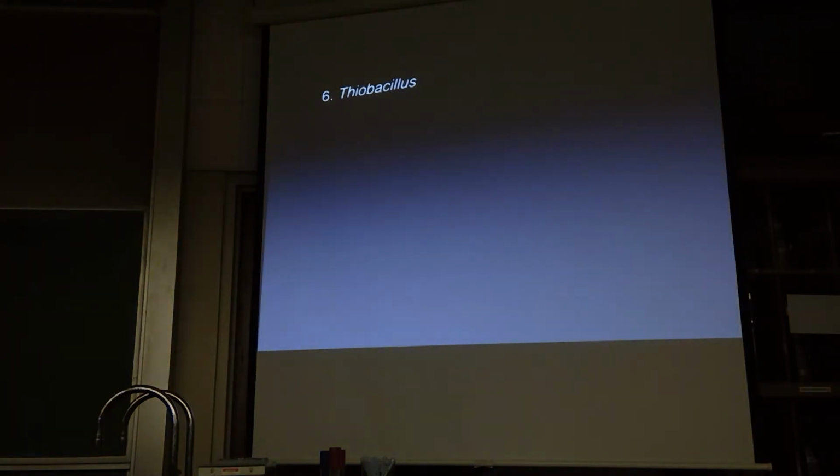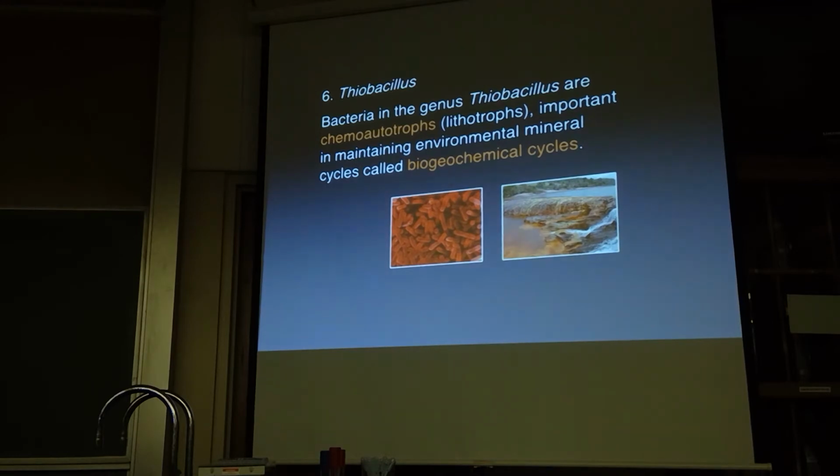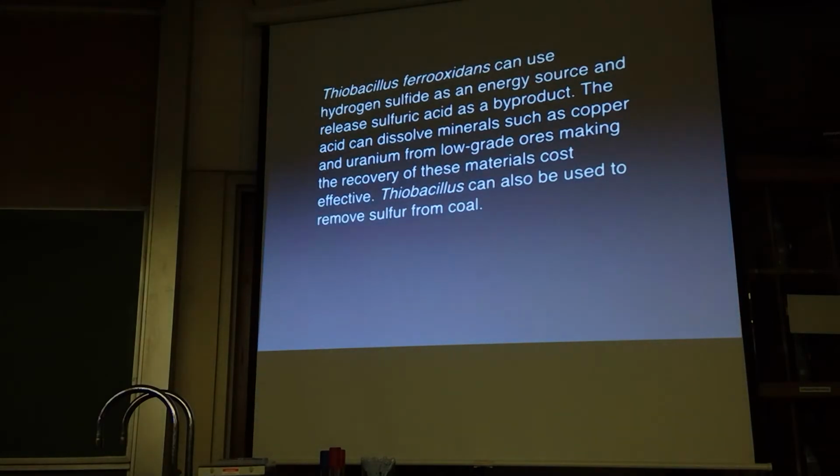The next genus is Thiobacillus. These are chemoautotrophs, so these are organisms that are using inorganic compounds for both carbon and energy. Sometimes they're called lithotrophs. Litho refers to the earth, so they're basically using rocks, minerals, soil, that kind of thing, as their nutrient source. And they're involved in what are called biogeochemical cycles, iron cycles, sulfur cycles, etc. They play a very important role in the environment by cycling minerals.